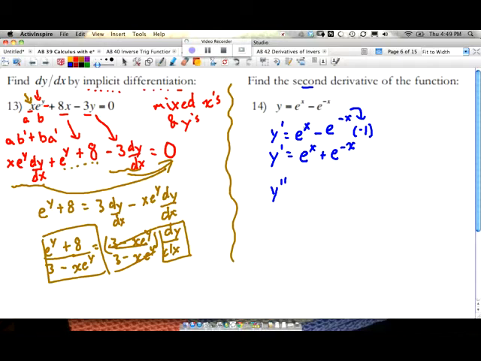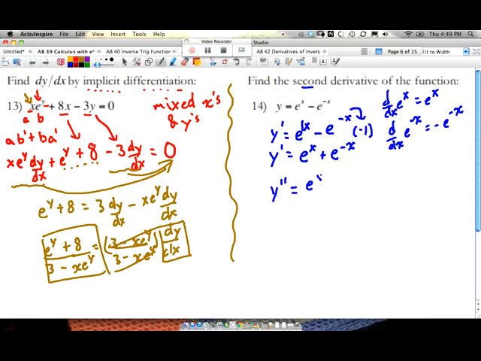So why didn't that happen with the first term? The first term is just e to the 1x, and the derivative of 1x is just 1. And 1 times that is the same. So the derivative of e to the x is just e to the x. We knew that from earlier. But the derivative of e to the negative x is negative e to the negative x, or e to the negative x times negative 1.